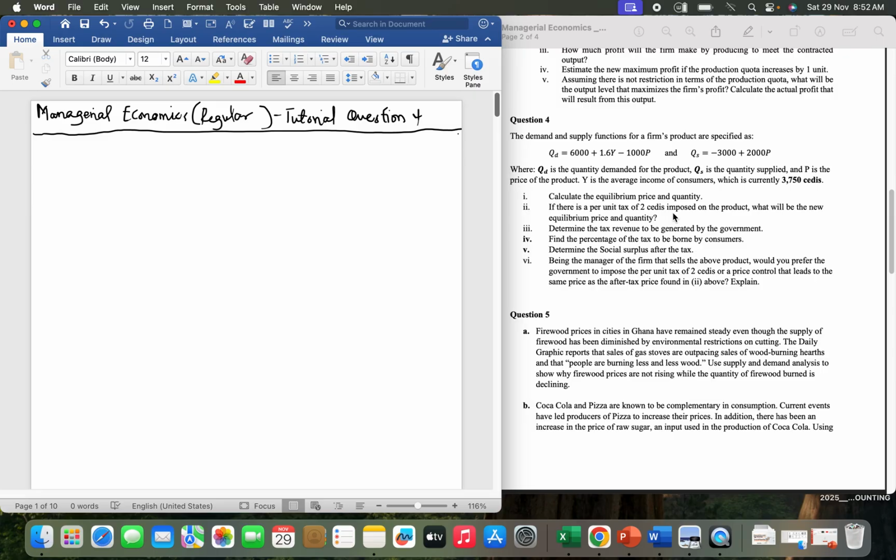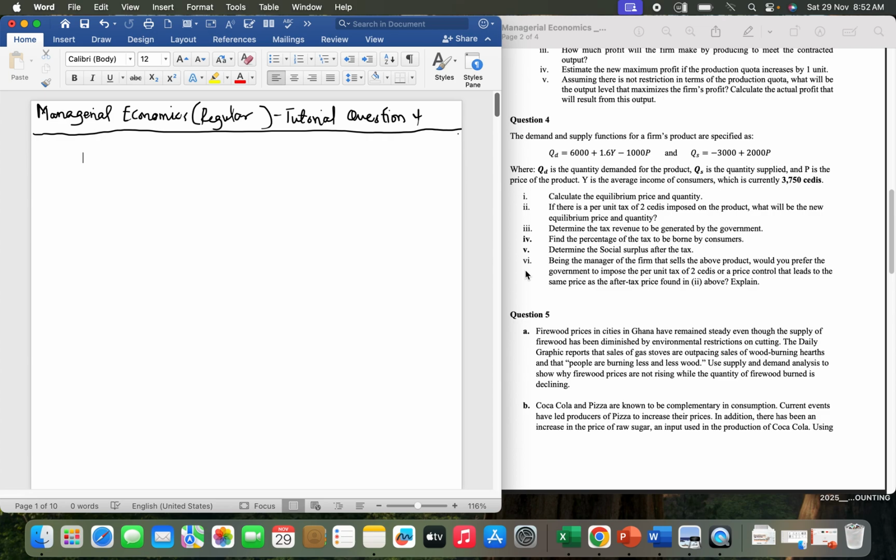I. Calculate the equilibrium price and quantity. II. If there is a per unit tax of 2 cedis imposed on the product, what will be the new equilibrium price and quantity? III. Determine the tax revenue to be generated by the government. IV. Find the percentage of the tax to be borne by consumers. V. Determine the social surplus after the tax.